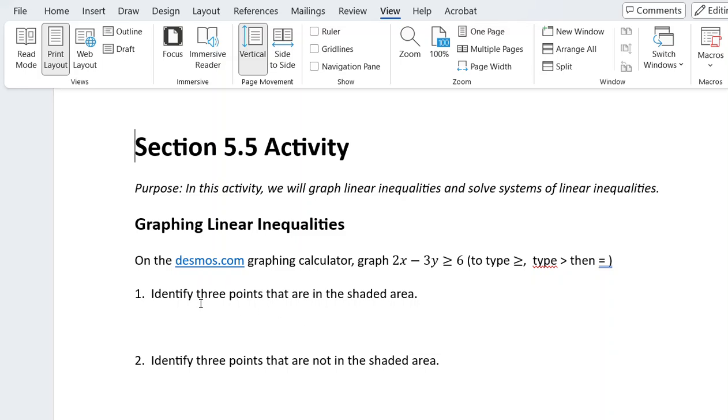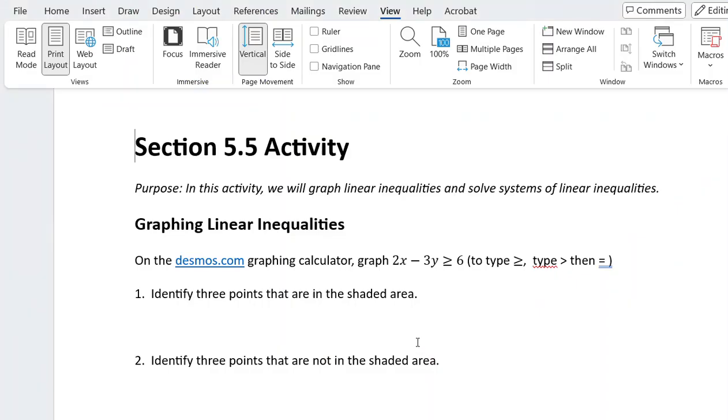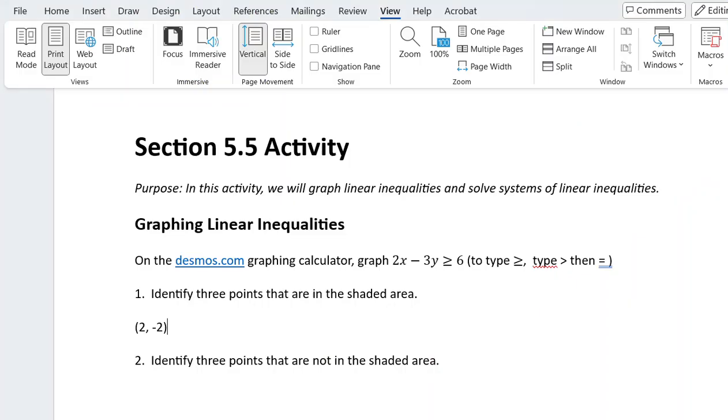My first question says to identify 3 points that are in the shaded area. So there are lots of points that I could identify that are in the shaded area. For example, (2, -2) is in the shaded area. (4, -2) is in the shaded area. (4, 0) is in the shaded area as well. So any points that you want to identify, there's lots of options for what you choose. Just identify any 3 points that are in the shaded area. (2, -2) is right here, (4, -2) is right here, and (4, 0) is right here.